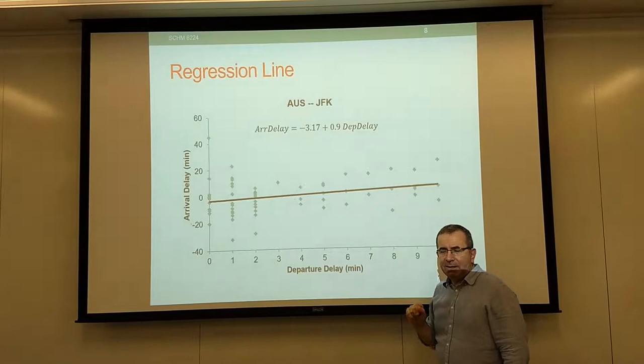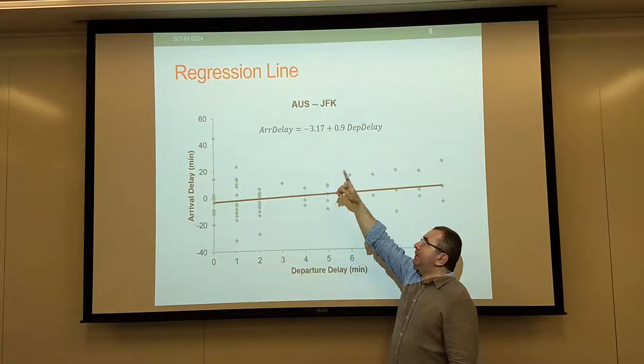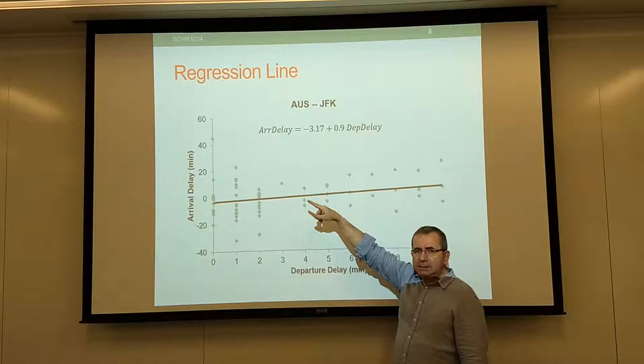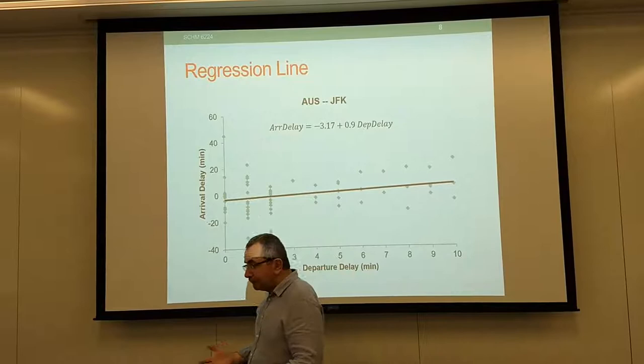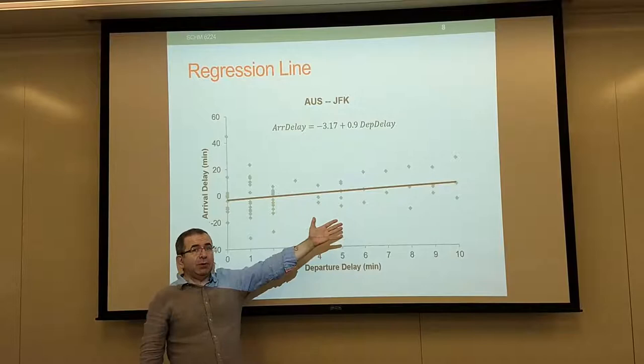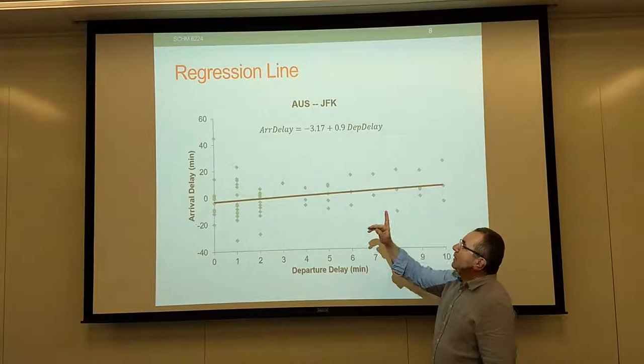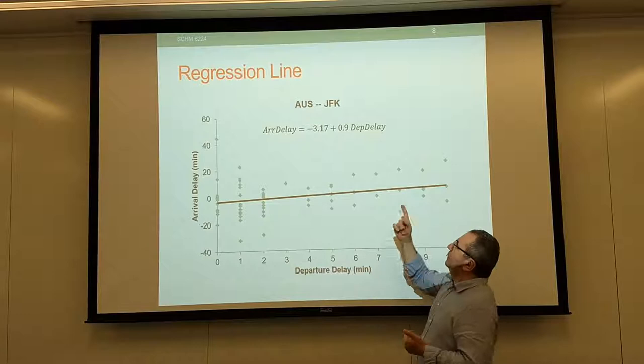Now, are these appropriately dependent and independent variables? Does arrival delay depend on departure delay? Does departure delay depend on arrival delay? Obviously, departure delay happens before, arrival delay happens later. So something that happens before cannot depend on something that happens later, okay? So this is appropriate, so arrival delay can logically depend on departure delay, okay?